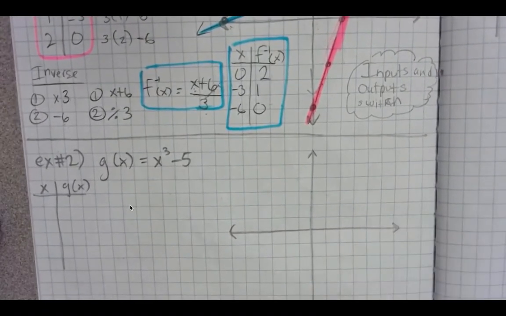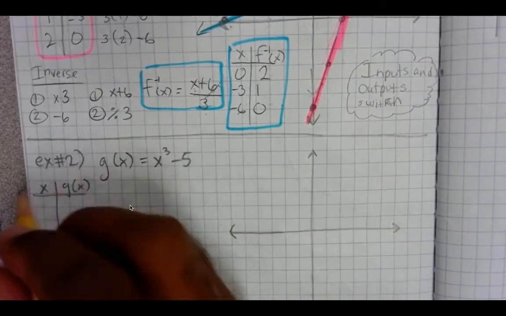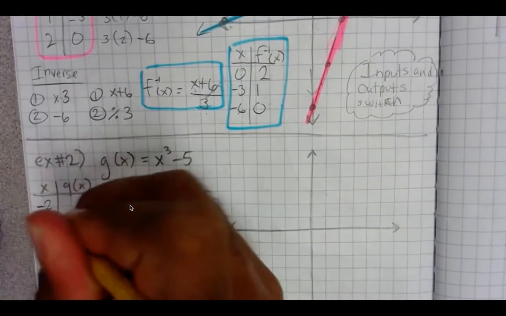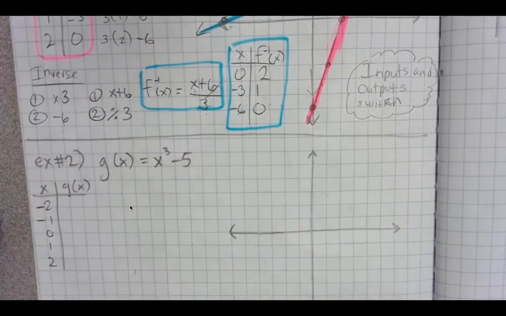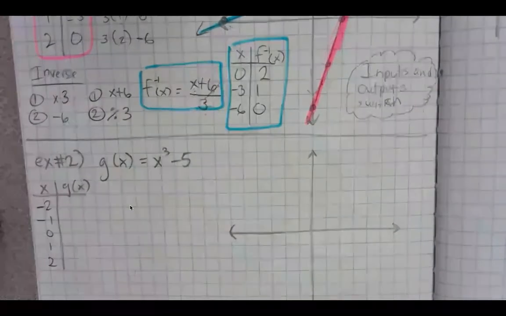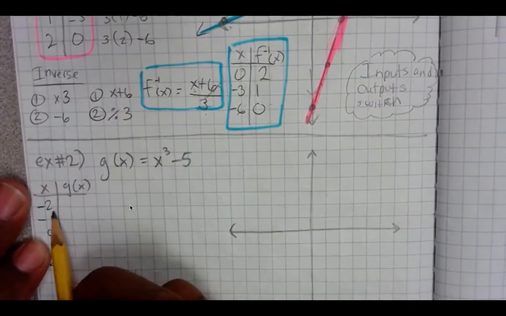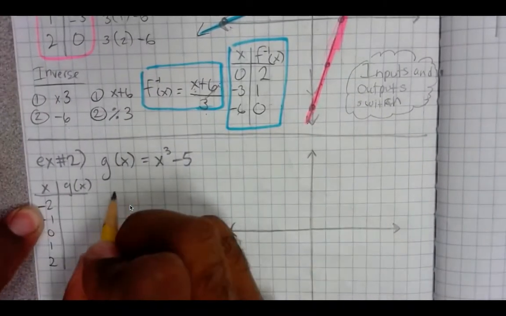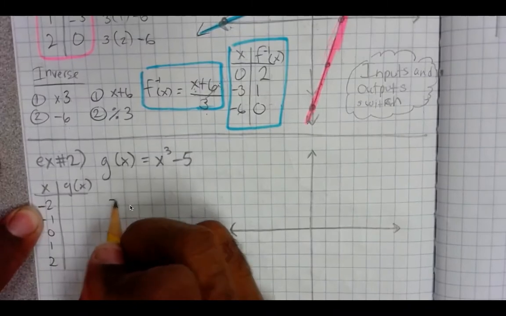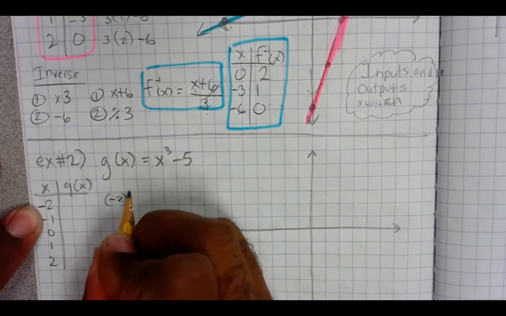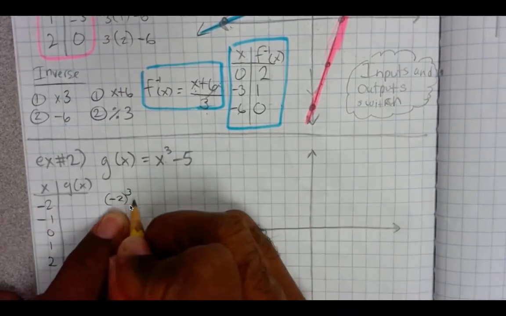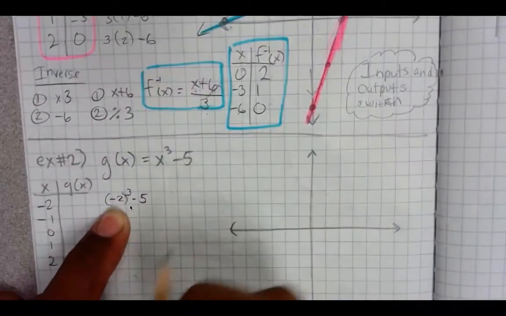So the next one. What I'm going to start off with this guy is we're going to go negative 2, negative 1, 0, 1, and 2. So we're going to do 5 different points this time. Now starting with negative 2, if I plug it in here, I get negative 2 cubed minus 5.